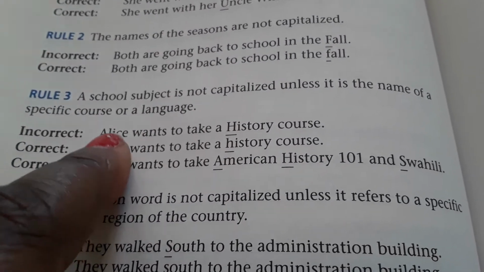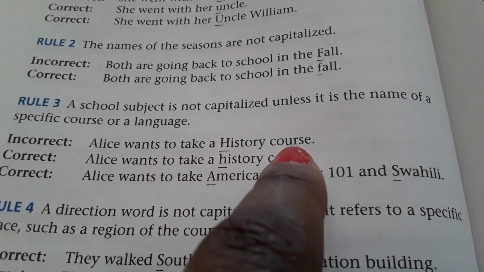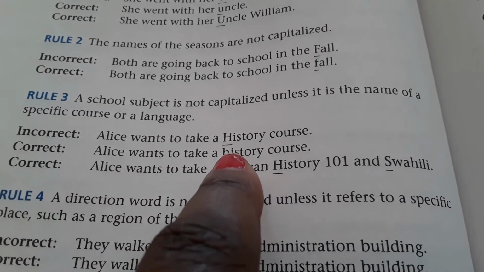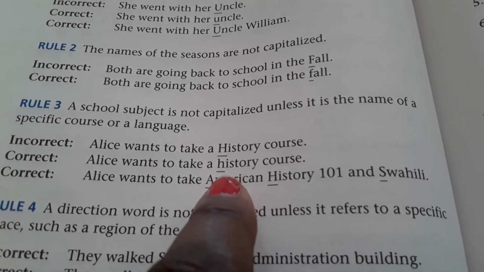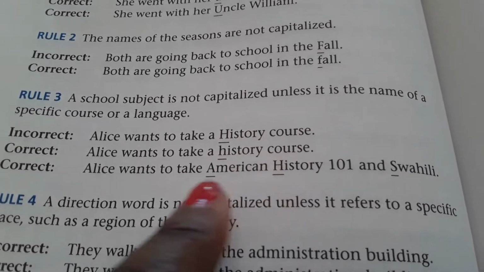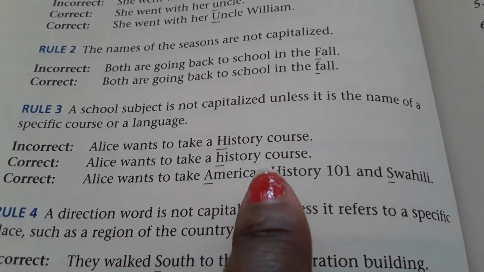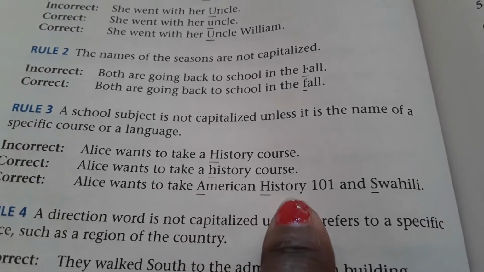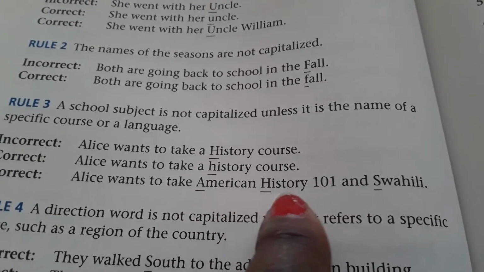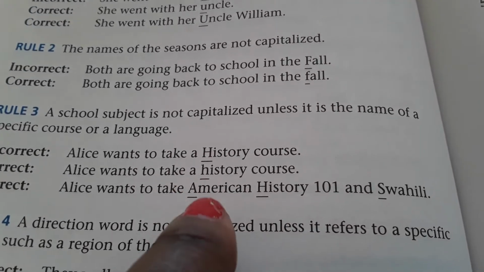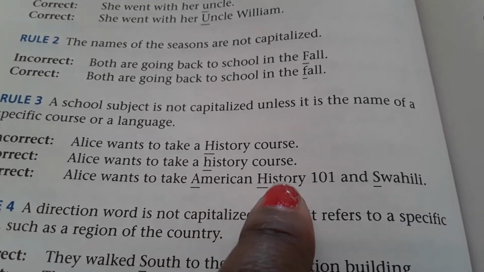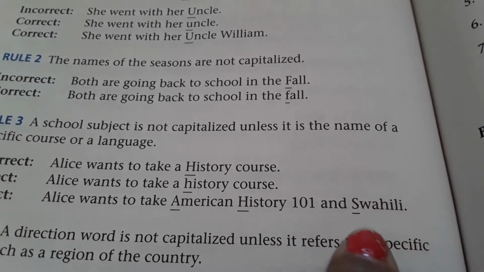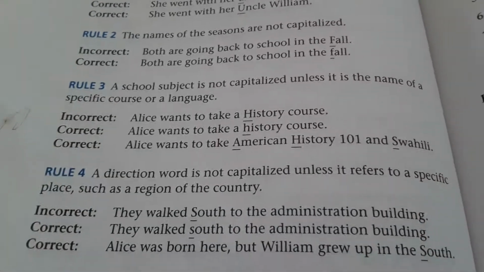All right, so here's the wrong way. Alice wants to take a history course. Well, okay, it's a history course. There's nothing special about that. So when I write it, it should be lowercase. It shouldn't be a capital letter if I'm writing it in a sentence. However, if I'm telling you the specific name of the history course, look at this. She's taking American History 101. That's a specific name of a course, so I have to capitalize it. And Swahili is a specific language. So again, that has to be capitalized as well.